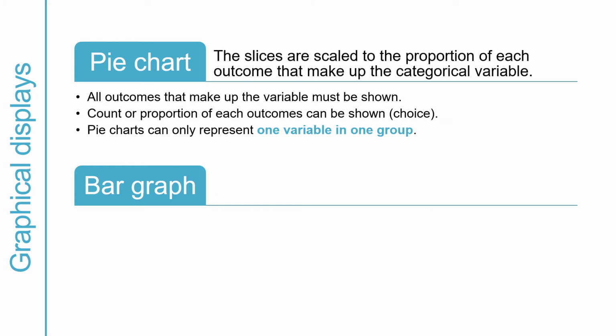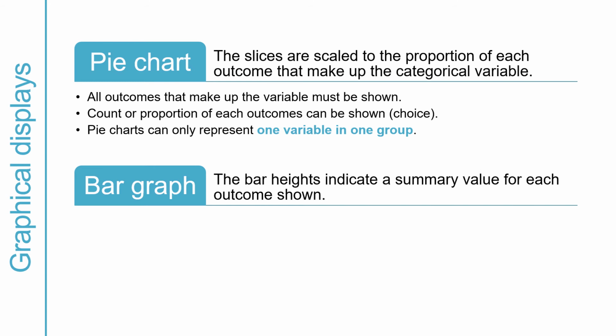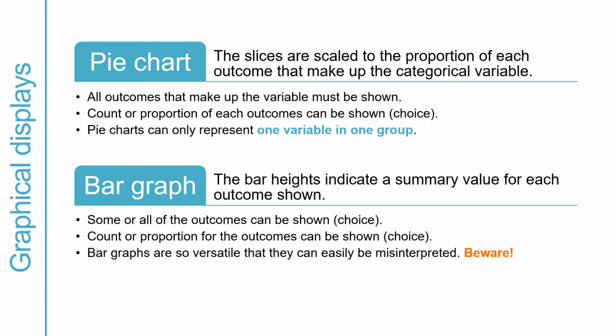The slices of the pie chart can be labeled either with the count or with the proportion of different outcomes in the dataset. In a bar graph, the heights of the bars indicate a summary value for each outcome displayed. When displaying categorical data, you may display all of the outcomes of one variable or just some of the outcomes of that variable. You may also display outcomes for several variables, all in the same graph. That makes bar graphs both very versatile and also very challenging to interpret.